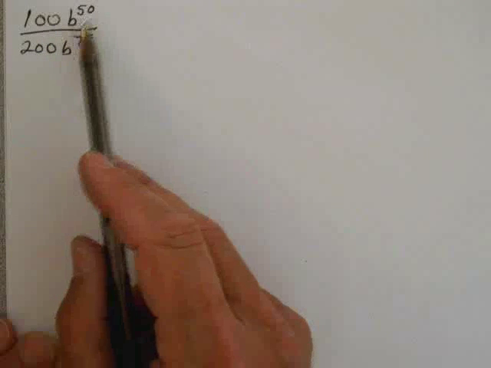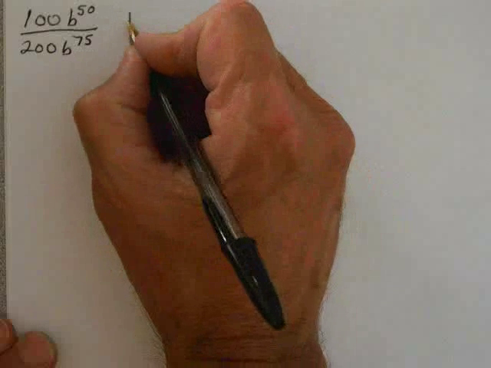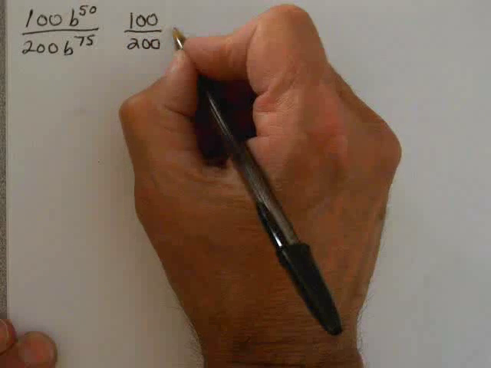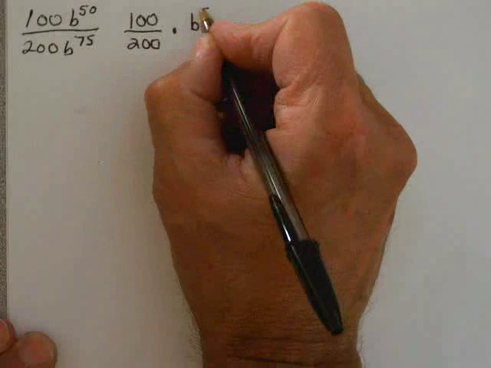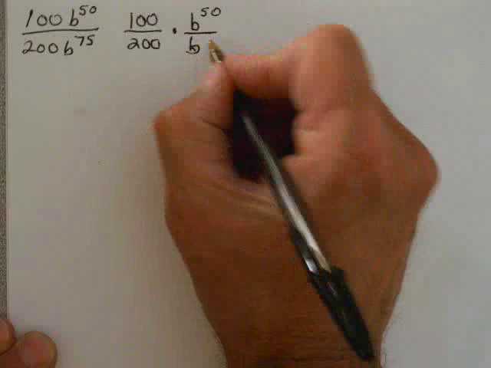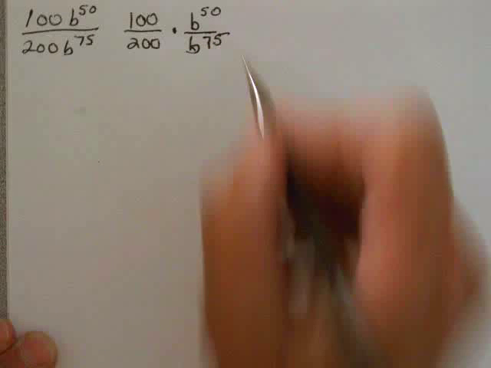Really what this says is 100 multiplied by b to the 50th power. And this says 200 multiplied by b to the 75th power. So I'm going to break that into two parts. I'm going to break that into 100 over 200 multiplied by b to the 50th power over b to the 75th power. Okay? That's what I've got.